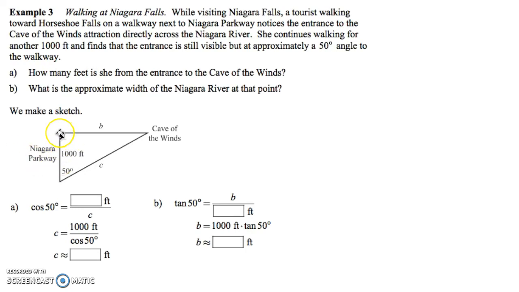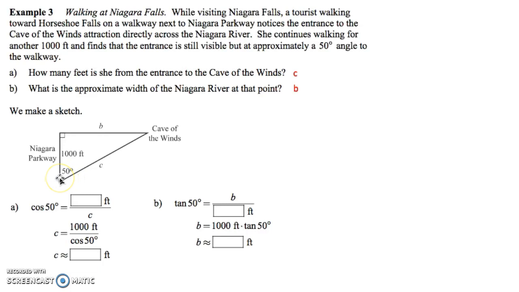So pretend someone's walking from here, they go 1,000 feet, they look to their left and they see that the cave is still within viewable distance, but at a 50-degree angle. We want to find how many feet from the entrance to the Cave of the Winds it is. So we'll call that length C. And we're also asking to determine what is the approximate width of the Niagara River. So from where she started to the cave itself, we want to know what is the approximate length. So that's part B that we're going to identify. So we do know that this angle is 50 degrees.